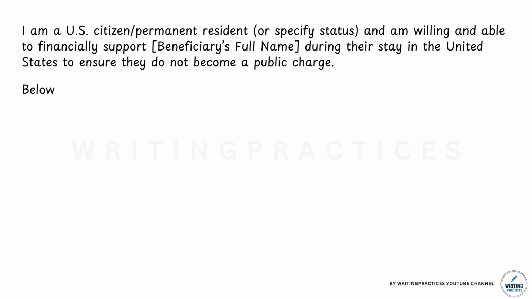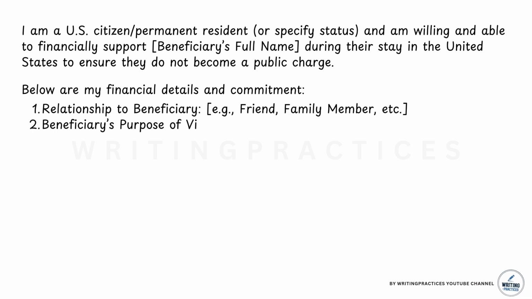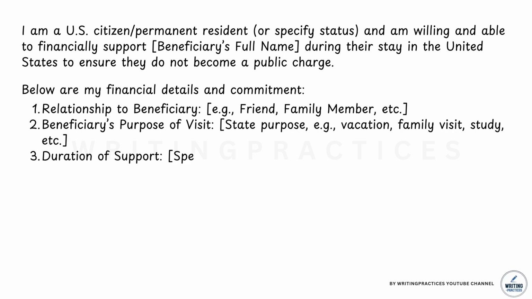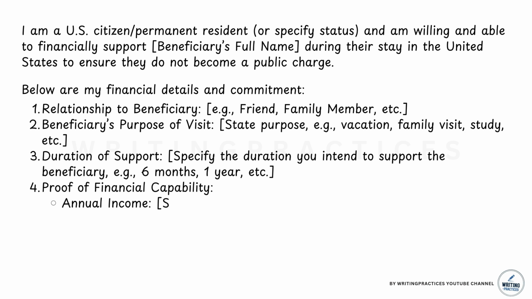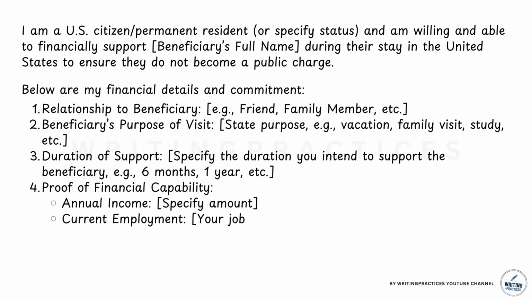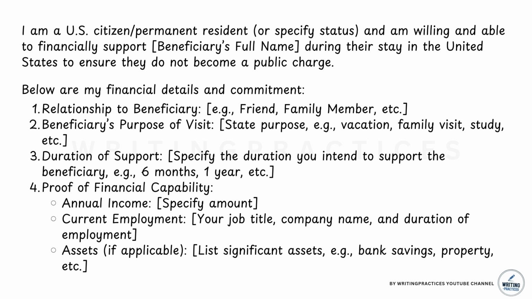Body paragraph 2. Financial details. Here, you detail your financial capability to support the beneficiary. Include specifics such as your income, assets, and employment status. For example, below are my financial details and commitment. 1. Relationship to beneficiary, such as friend, family member, etc. 2. Beneficiary's purpose of visit, state purpose, such as vacation, family visit, study, etc. 3. Duration of support. Specify the duration you intend to support the beneficiary, such as 6 months, 1 year, etc.